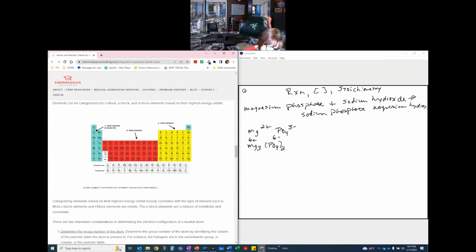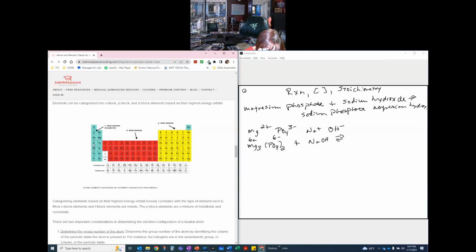Okay. I add to that a sodium hydroxide. Na is an alkali metal, so he's an Na+. And hydroxide is an OH-. That's a polyatomic ion. That's an OH-, and that gives me an NaOH because those two come together that way.